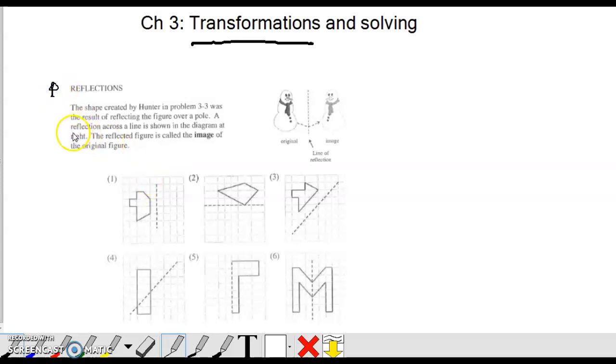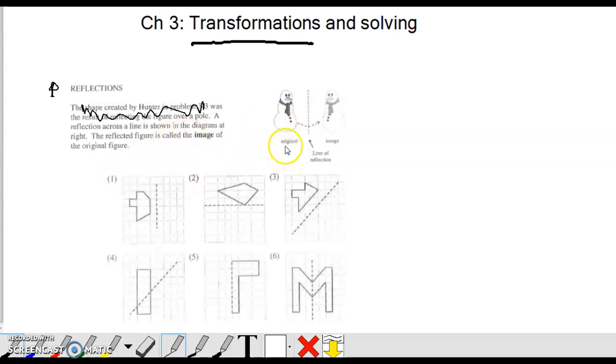So that's definitely a type of transformation. So make sure that you copy that down. A formal definition will be given to you later. We're not going to worry about this previous problem, so about Hunter and all the things. Really what I want to focus on is that a reflected figure is called an image.